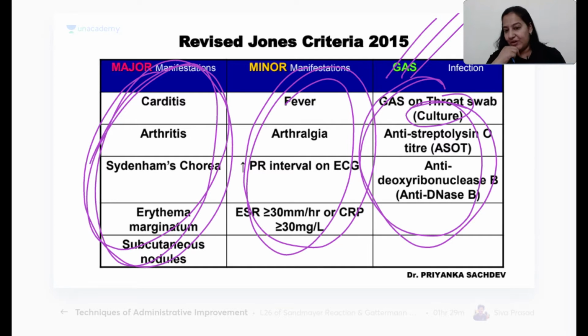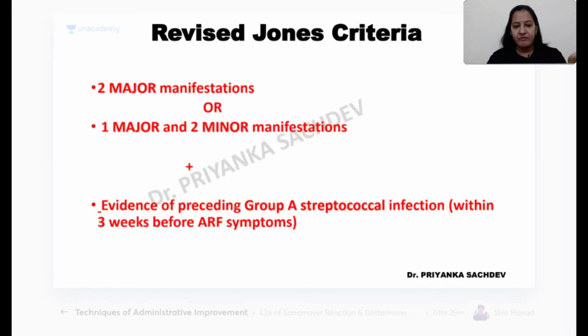And antibodies in blood should be positive for the bacteria. Which antibodies? Number 1, ASO, anti-streptolysin O antibodies. And number 2, anti-DNase antibody. Either of them should be positive. So that will prove that the supportive criteria, that is pharyngitis, was there in the past 2-3 weeks before.